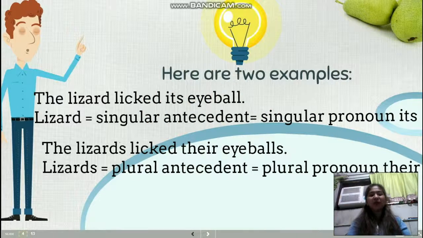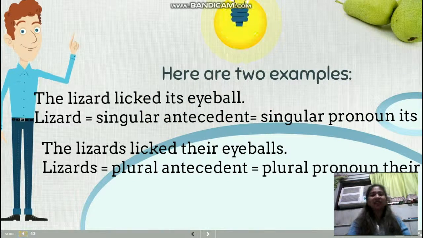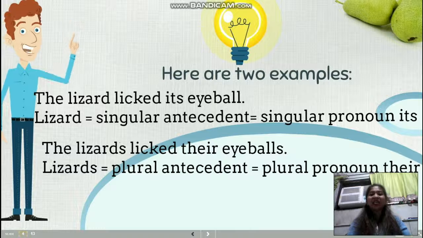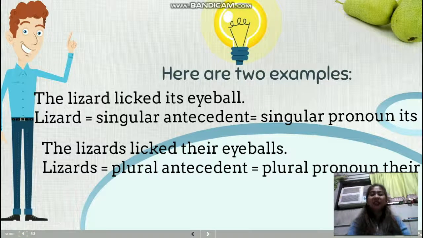In these examples, take a look at the first sentence. The lizard licked its eyeball. Lizard, it is a singular antecedent, right? So we use the singular pronoun its. Next, we have the lizards lick their eyeballs. Lizards, plural antecedent. This is why we use the plural pronoun their.